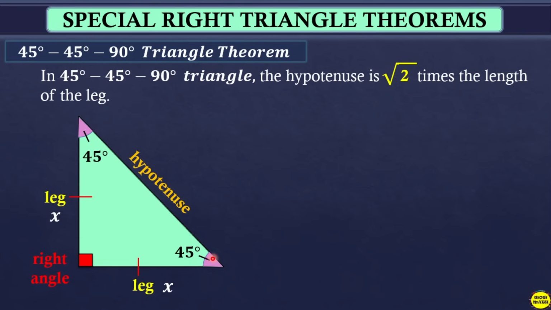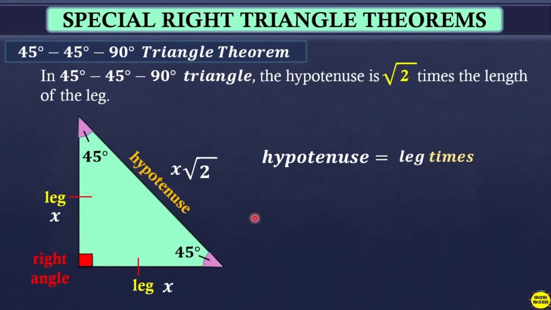For us to find the length of our hypotenuse, you have to multiply the leg, which is x, times square root of 2. So for us to find the length of your hypotenuse, the leg of your 45, 45, 90 triangle must be given. Kasi po, dyan tayo magbe-base. Yung leg natin, which is your x, ita-times po natin sa square root of 2. So our formula in finding the hypotenuse of a 45, 45, 90 triangle is the leg times square root of 2.